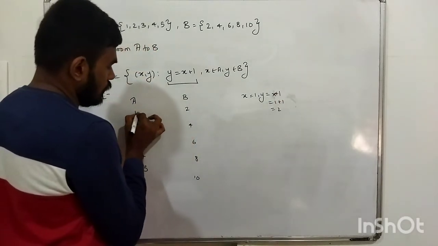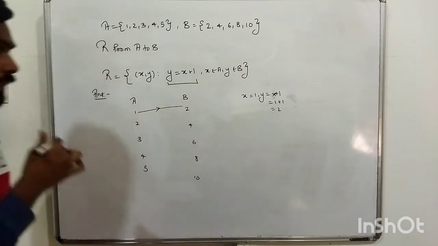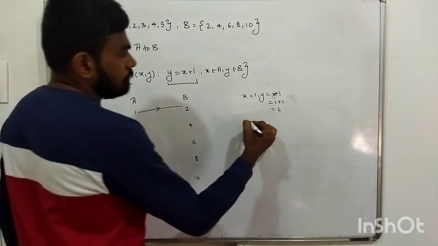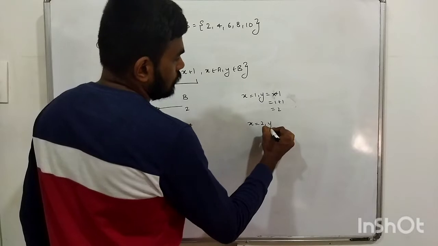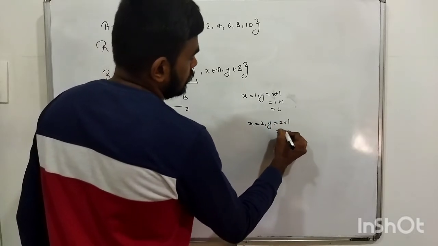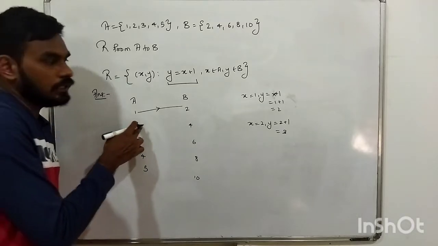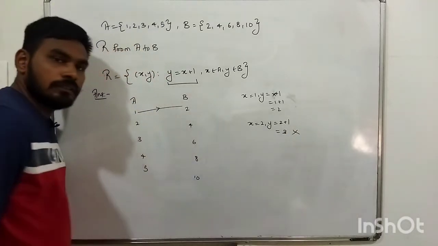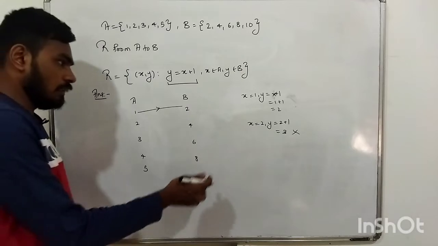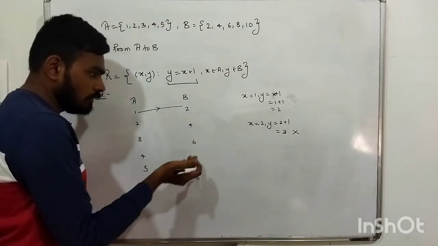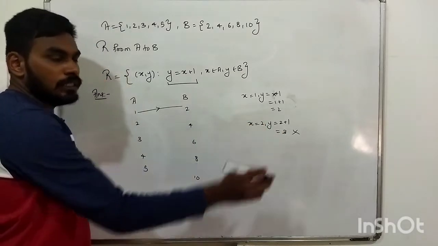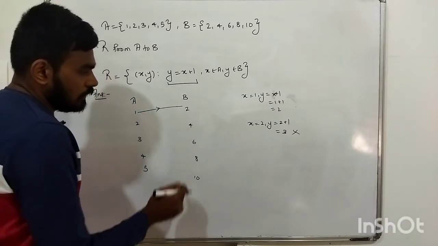So 1 is related to 2 here. Okay, when x is 2, what is y? When x is equal to 2, y is equal to 2 plus 1, which is 3. But there is no 3 here, so we can't relate 2 with anything. Understood? When x is 2, y must be 3, but there is no 3 here. We can't relate 2 with anything from this set.